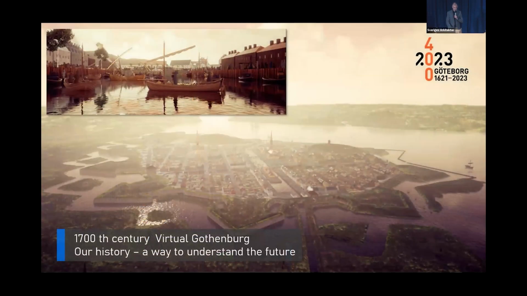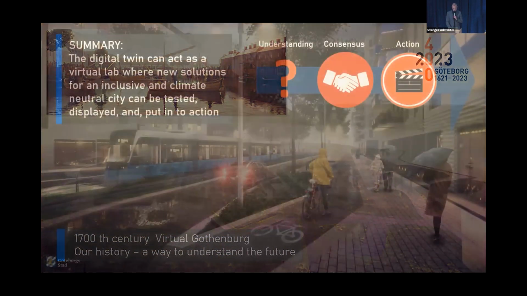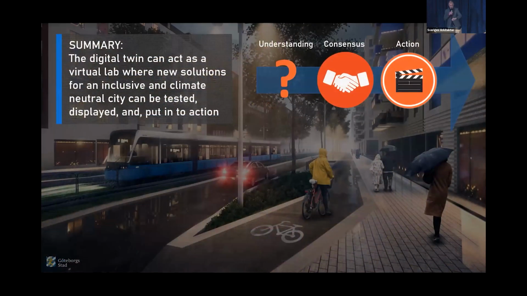And actually, we also have made this historical digital twin from the 17th century. And you can go back in time and back to real time investigating the city. So the digital twin can act as a virtual lab where new solutions for an inclusive and climate neutral city can be tested, displayed, and put into action, so that we can understand what we are facing, so we can have some kind of consensus and take the right actions that we have to take.